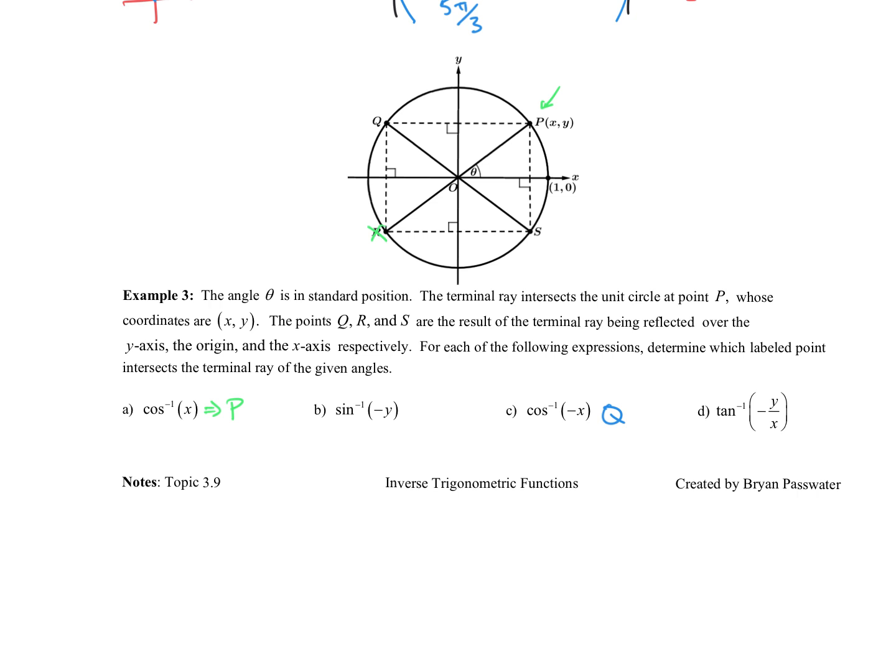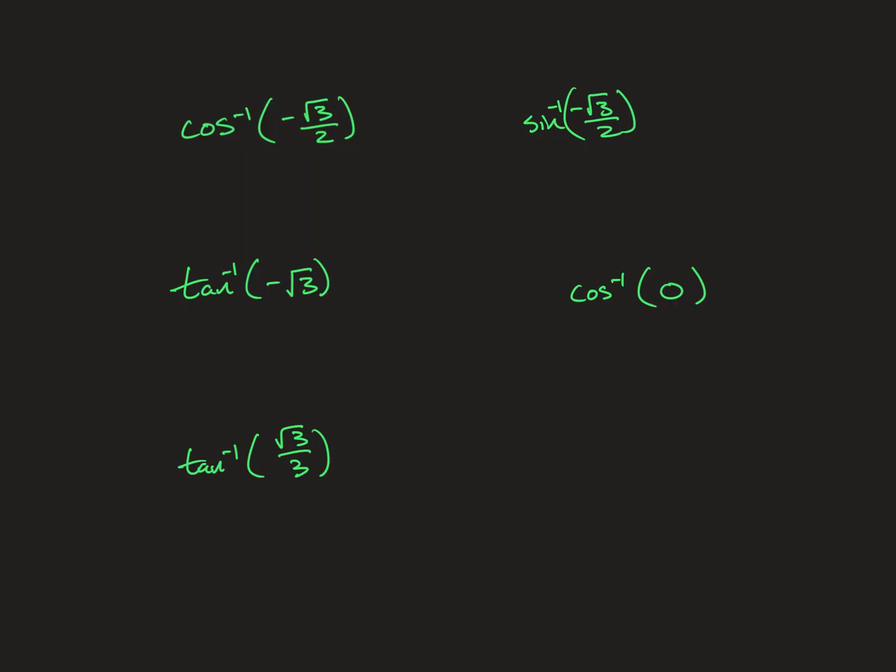And then part B, it says arc sine is negative y. So which one's that going to align with? S. And then on part D, I have arc tangent being a negative y over x. And so which one's that going to be with? Also S.